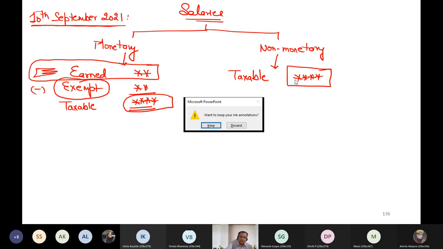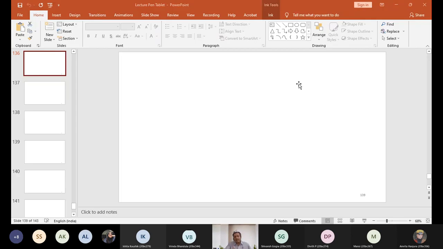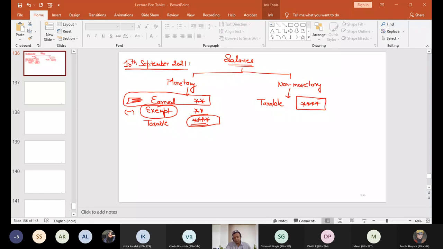Is this point clear? Please raise your hand. Do you remember this point? That I am concerned with this taxable value. Please raise your hand. Yes, great.